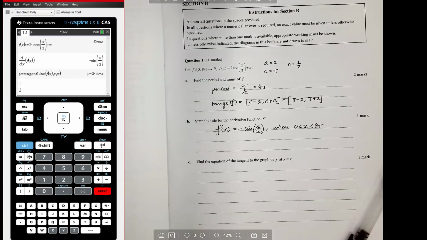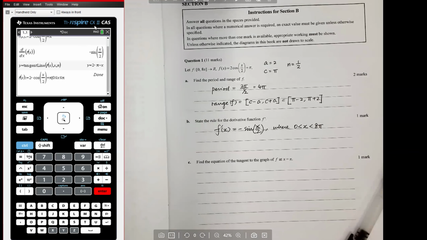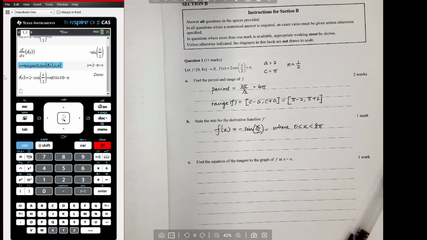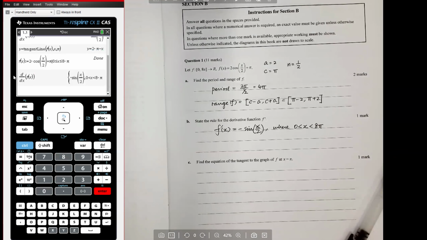Because if you, let's say, define f of x in this fashion, 0 less than or equal to x, less than or equal to pi. And then for the derivative, you will see these two values are excluded. Actually, this is 8 pi, okay, 8 pi. So you get a minus sine half x, 0 to 8 pi excluded.